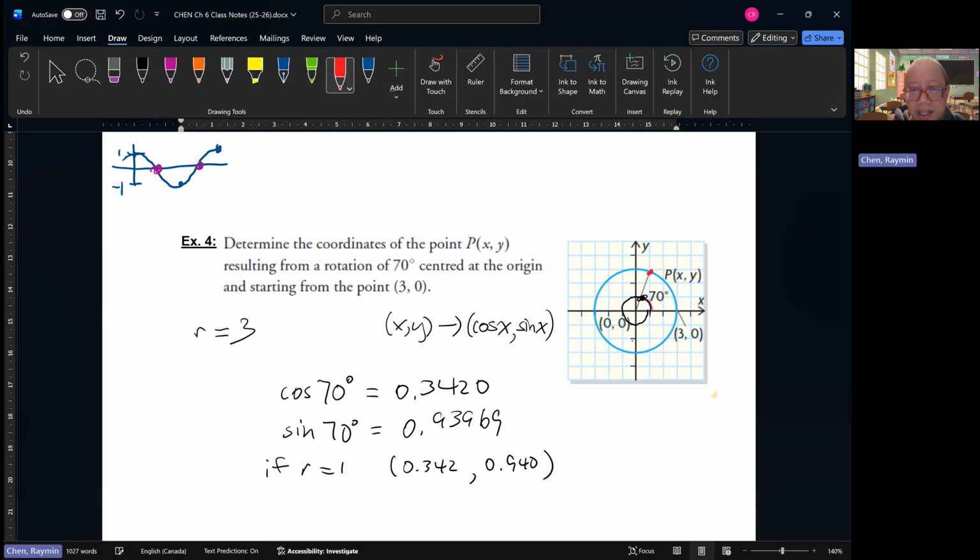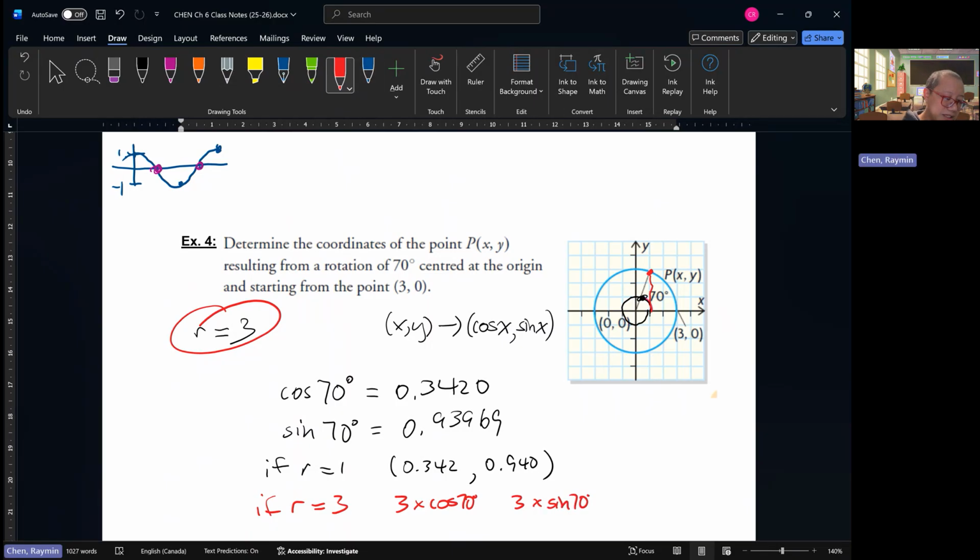This point over here is clearly a related acute angle. So what are we going to do? We're going to multiply. Or are we going to add? No, we're going to multiply. So now if r equals 3, now I'm doubting myself. I might have to redo this question again. If r equals 3, we're going to simply do 3 times cosine 70 degrees and 3 times sine 70 degrees.